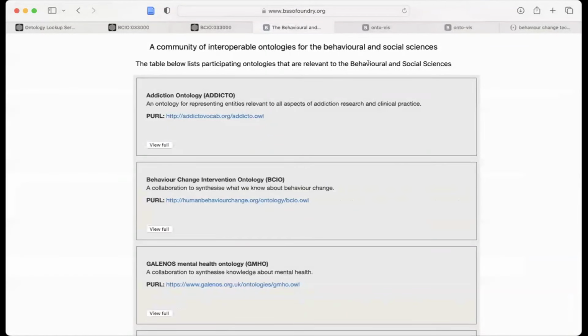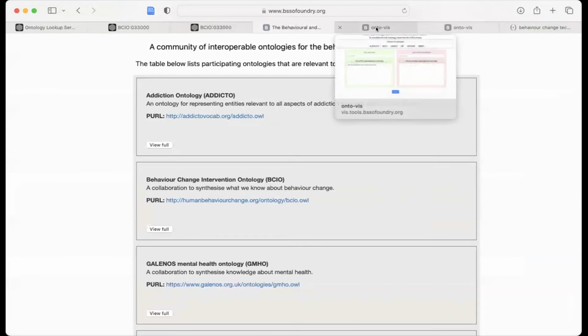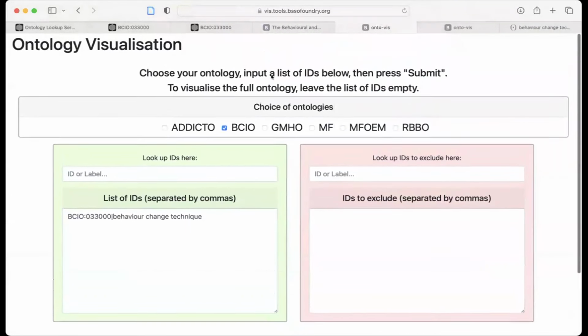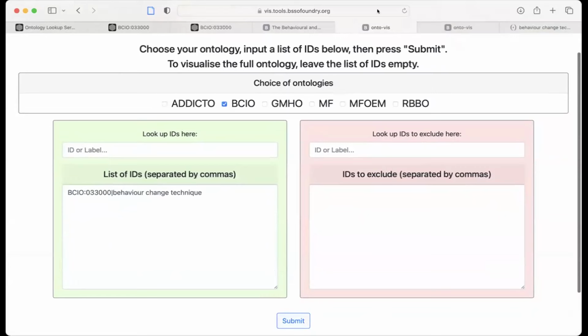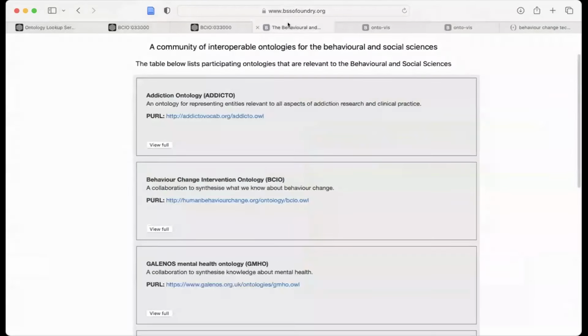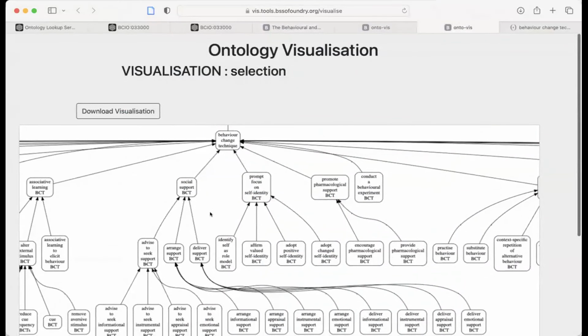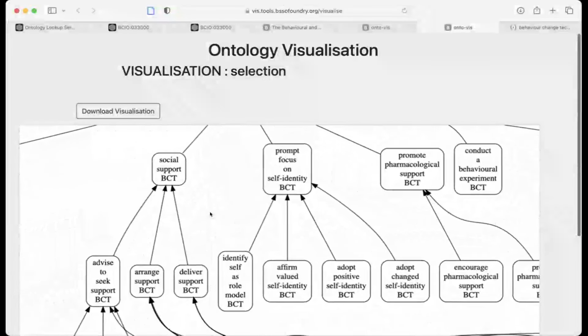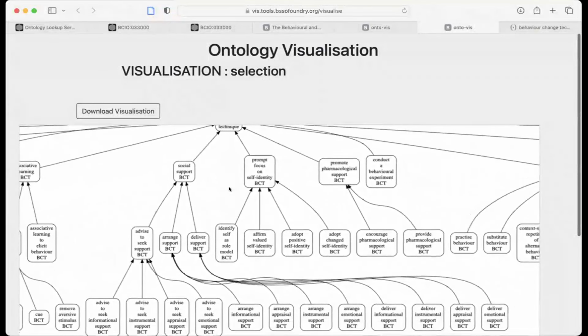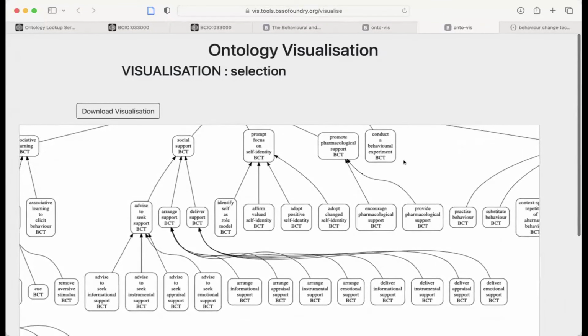One other thing I wanted to show you was that you can also visualize content from within BSO Foundry ontologies through this visualization tool, which allows you to look up content in one or multiple of the ontologies which are listed here, and then get out a visualization for that content. And so here you see the behavior change technique. You can zoom in and zoom out, and it shows the classification hierarchy, so you can explore which additional terms have been classified beneath that. So that was what I wanted to show.